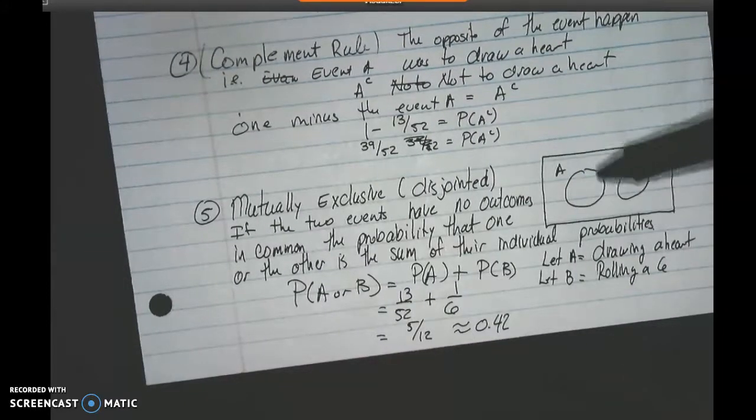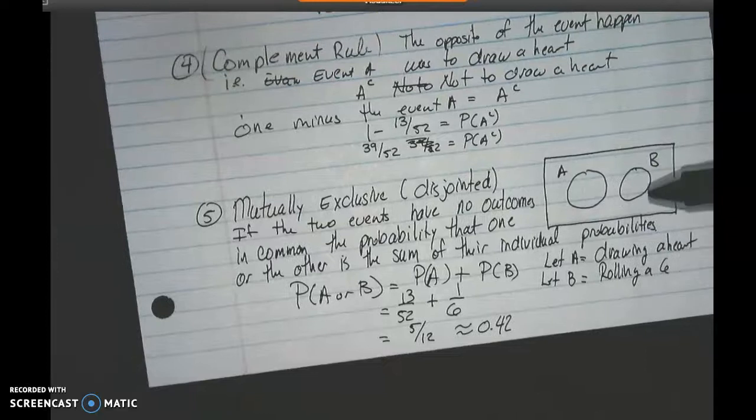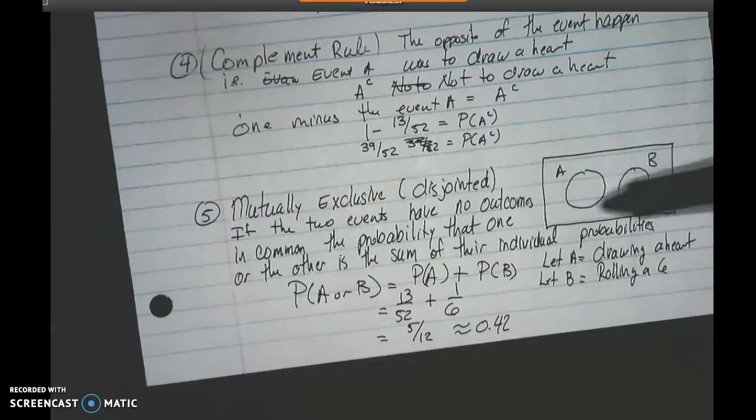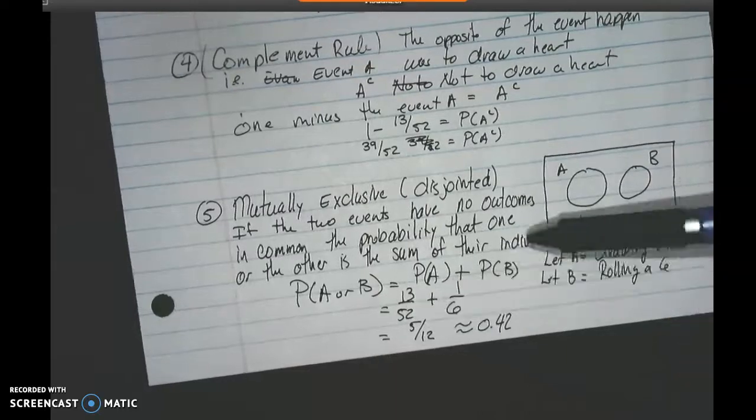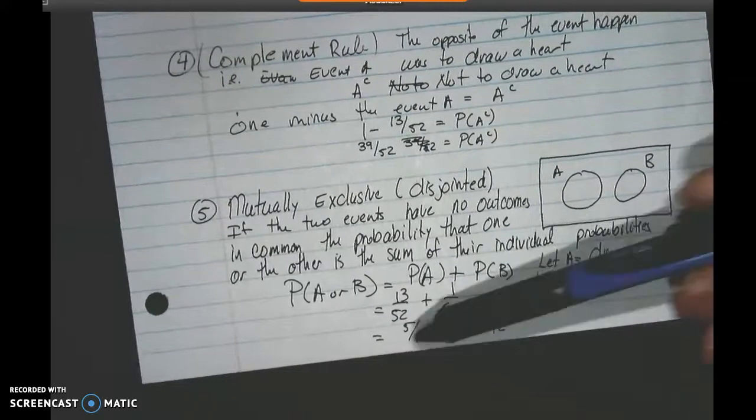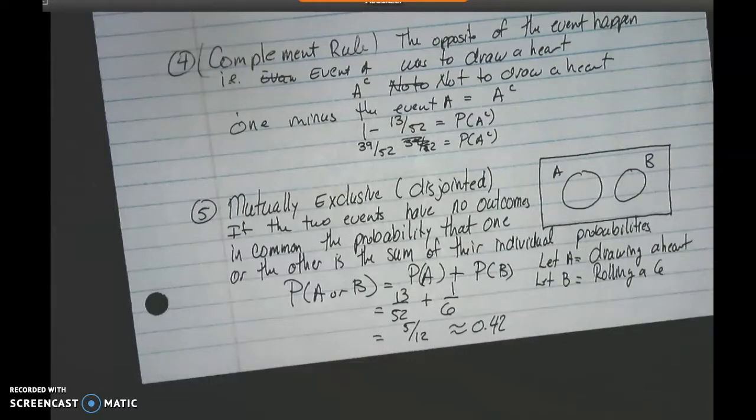What it looks like is this: if I have a Venn diagram, I've got the event A and the event B here, okay? So drawing a heart is going to be A, rolling a 6 is going to be B. I understand that there is a 6 of hearts, but I don't care about that right now. All I care about is drawing a heart, okay? So then the probability of A is 13 out of 52. Probability of B is 1/6. So then I'm going to get 5/12, which is approximately 0.42. Okay. Sweet. All right. So what we're going to work on now is some examples.